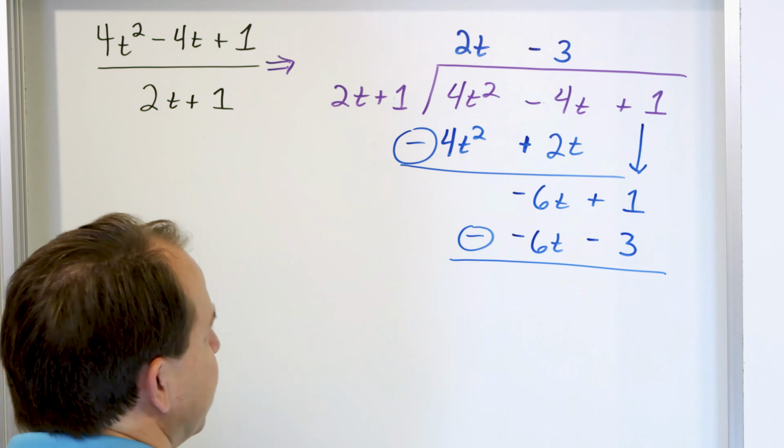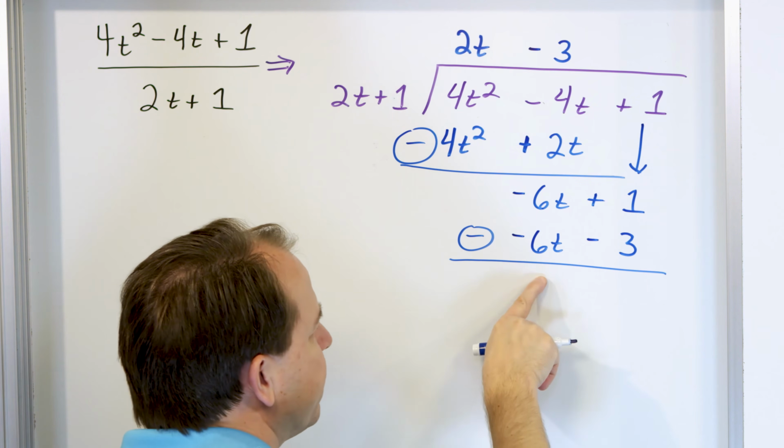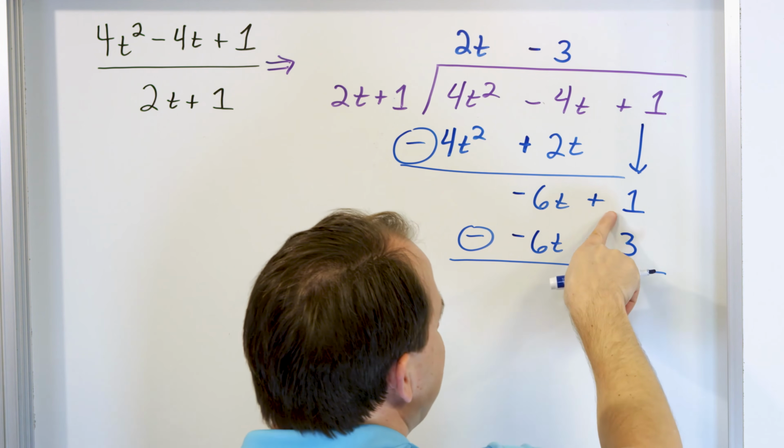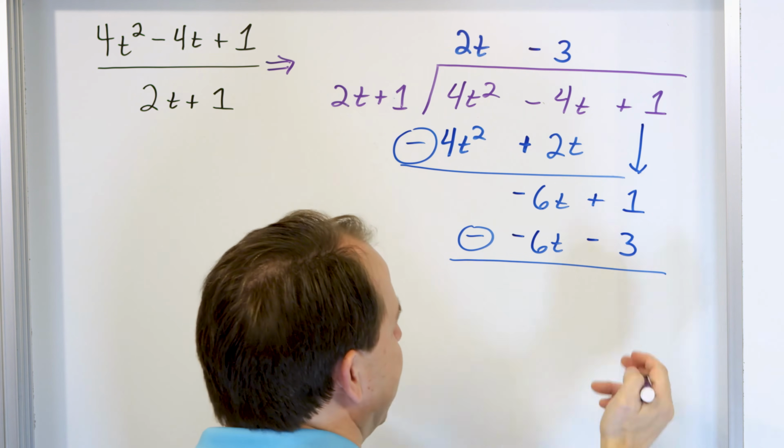And then what you're going to do is a subtraction. Negative 6t minus negative 6t is going to give you 0. And then you have to subtract the next term. You have 1 minus a minus 3. So it's 1 plus 3, which is 4.